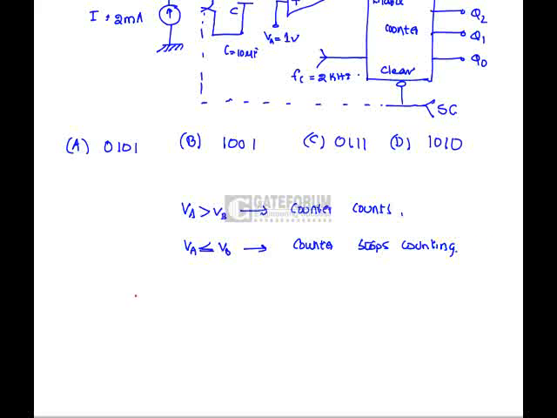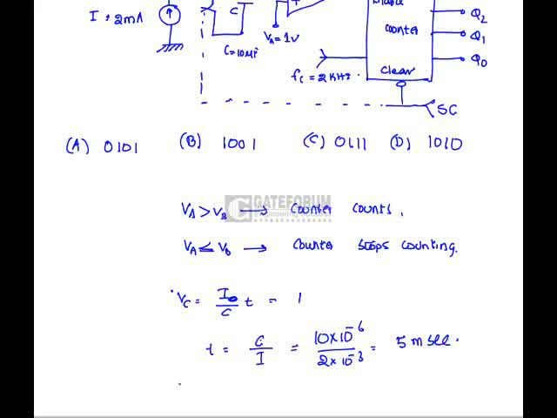Okay, so VA is 1 volt. Suppose after applying the start conversion pulse, the voltage across the capacitor is I by C into T, which we indicate as 1 volt. I is 2 milliamps, so T is VC divided by I, which is 10 into 10 power minus 6, divided by 2 into 10 power minus 3, which is 5 milliseconds.